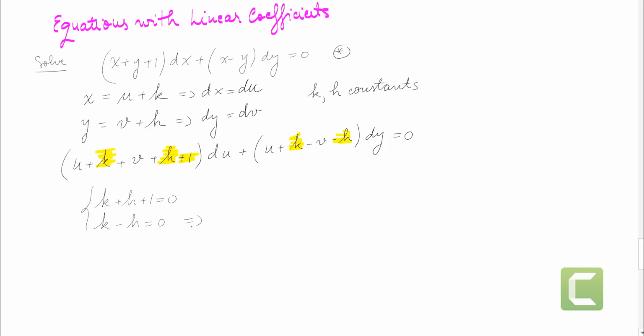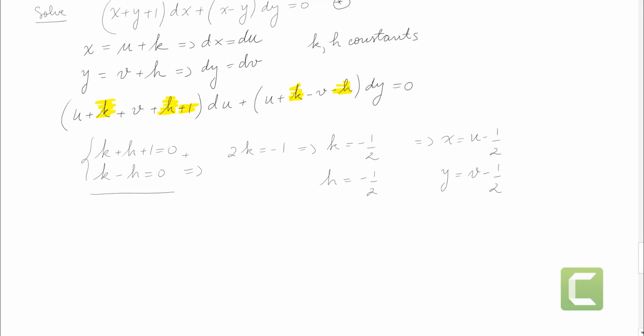So how do we solve this? Well, we can add them together and we get 2k equals negative 1, k equals negative a half, and h equals k from the second one, so it's negative a half, which means that x equals u − 1/2 and y equals v − 1/2, which we'll need when we go back to our substitution.